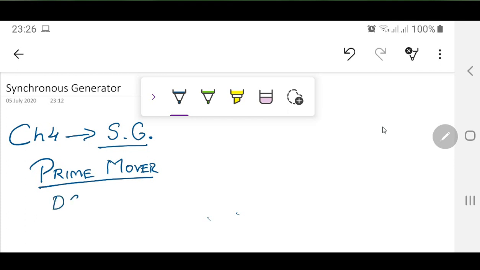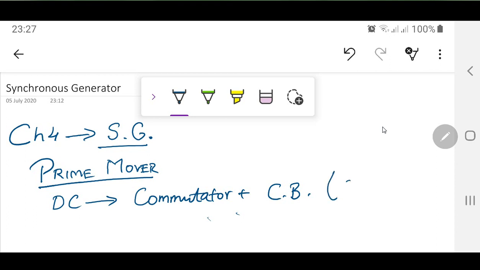So in the DC machine, the very big problem was the commutator plus carbon brushes. When you had a commutator and a carbon brush, you were having problems, and the efficiency of that generator was not more than 60 to 70% overall. So there was a big loss there. You were wasting 30 to 40% of the power, because you have to take out power from a rotating mass, which is the rotor.